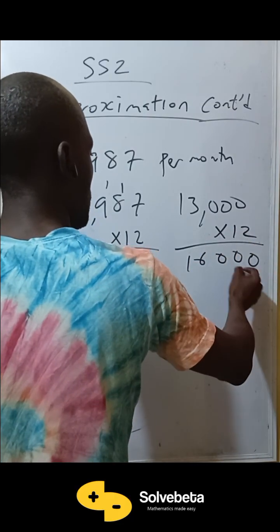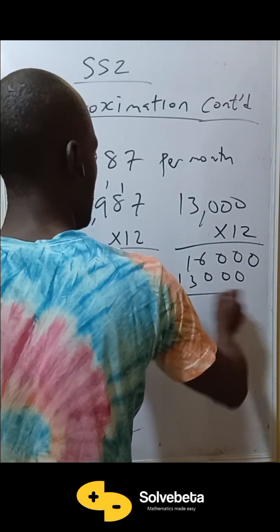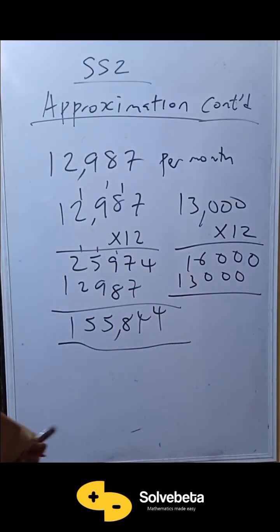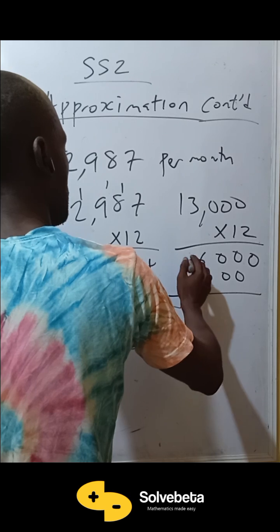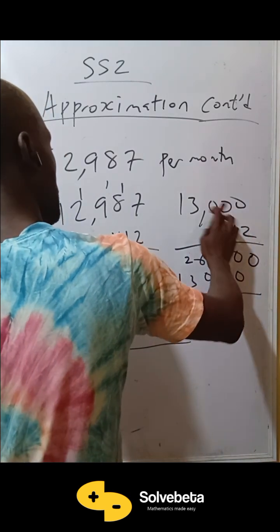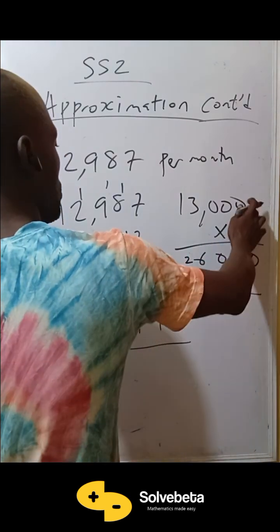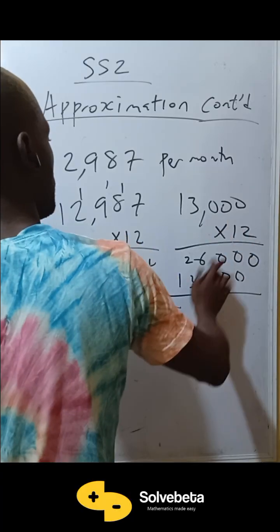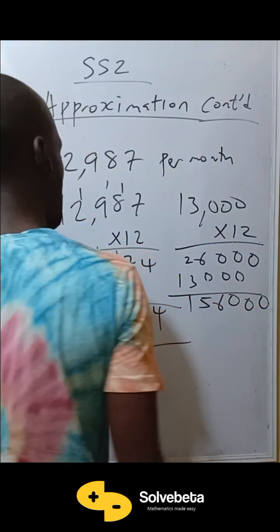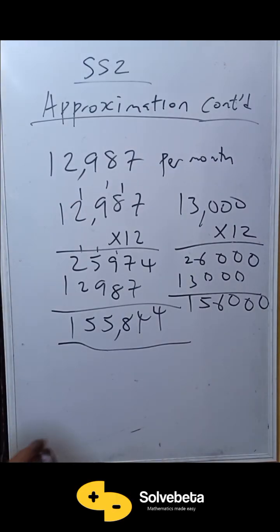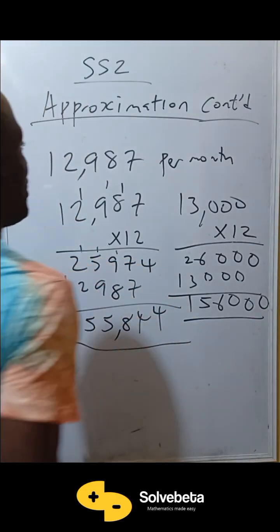So if you add this up, you have 156,000. Now this is the estimated value you are making in a year.